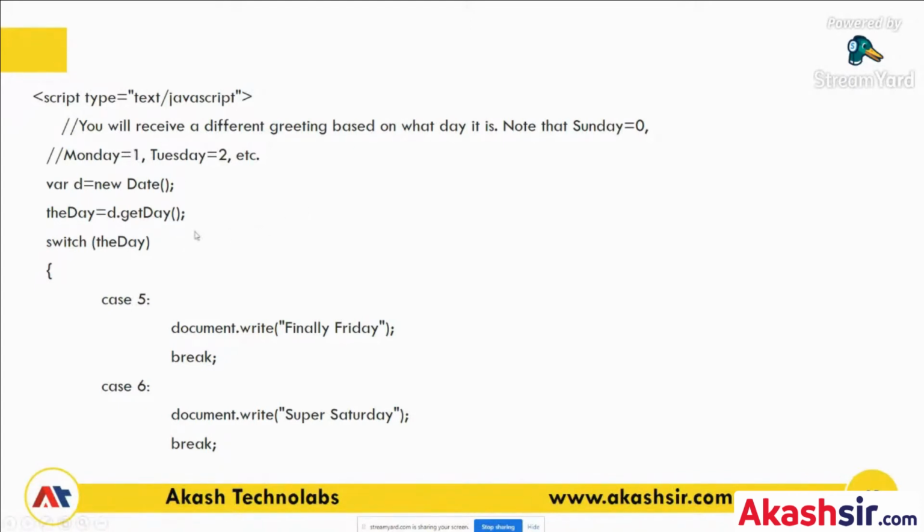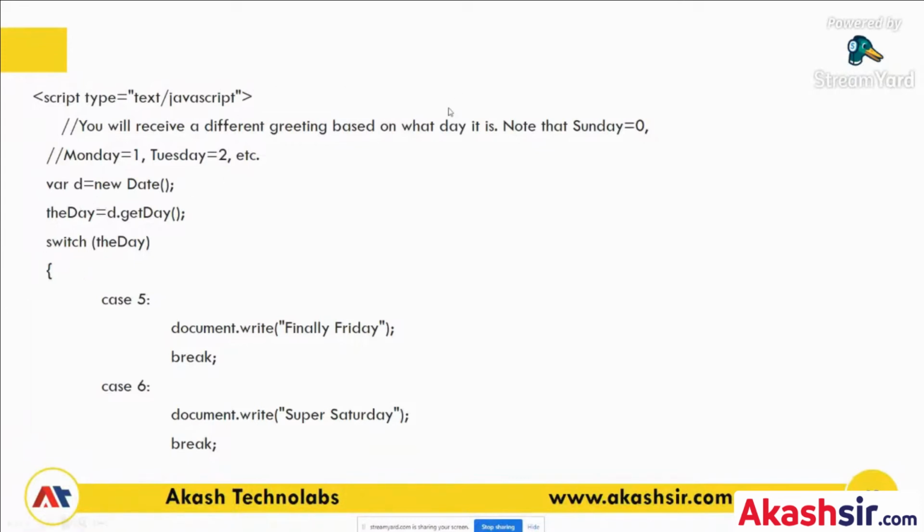So let's say here you can see this is a basic example. Again we have to take one new object for the date, right? Inside the date object we can get the number of the day. So getDay will give you the number of the day. For example, today is Wednesday, right? So it will print 3 in your variable.